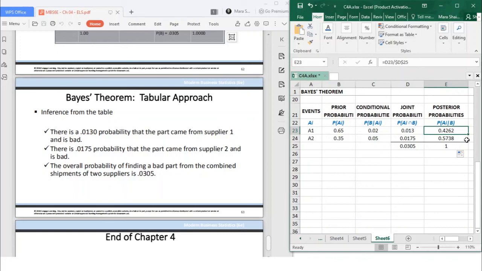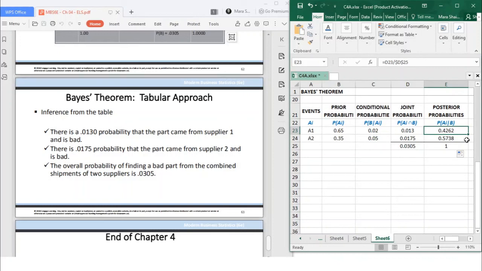An event and its complement are mutually exclusive. Again, take note of this. An event and its complement are mutually exclusive. Of course, they share no sample points. And their union is the entire sample space. So if you look for the union of the two events, you get the entire sample space. That is what happened in our example of Bayes theorem.